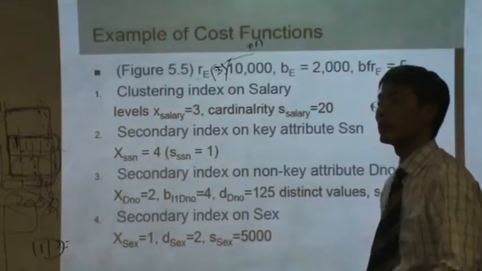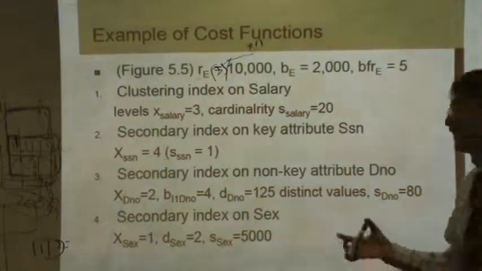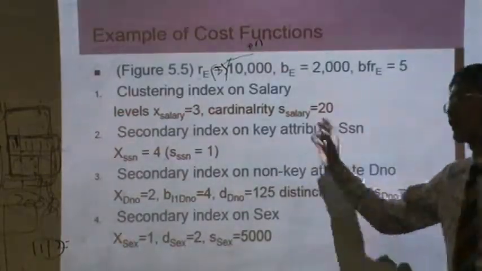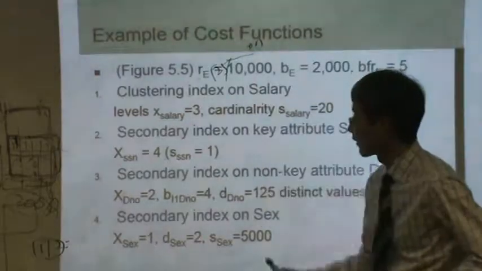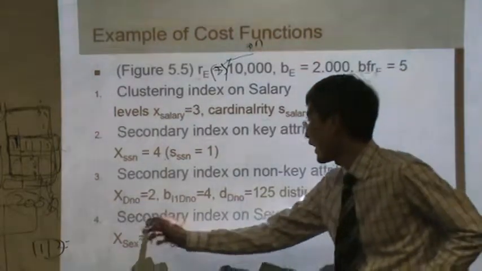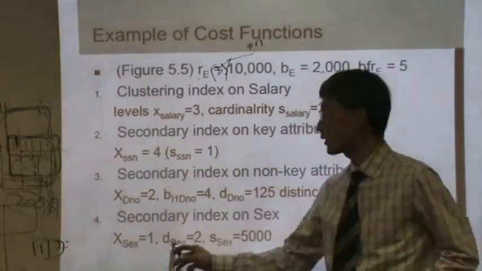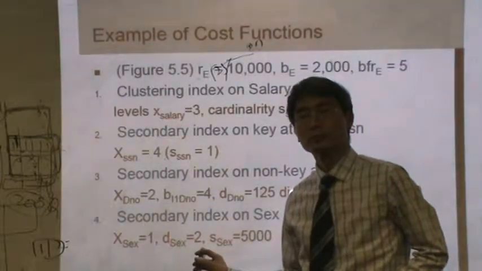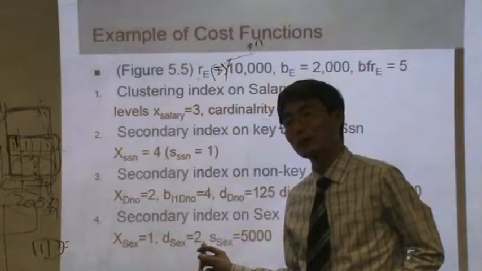I mean, there are so many departments here. It's just an example, so don't pay too much attention to the meaning of this data. Even 125 departments, how big is it? It would be very hard to find 10,000 employees in a local company. Anyway, we also have another index for sex. In this case, how many distinct values? Man and woman.